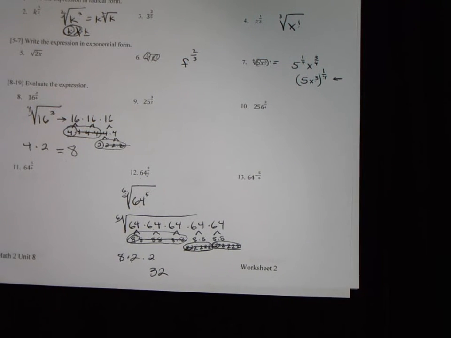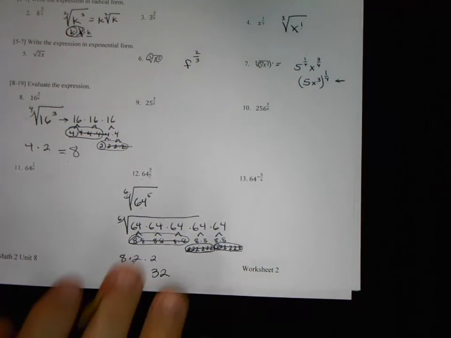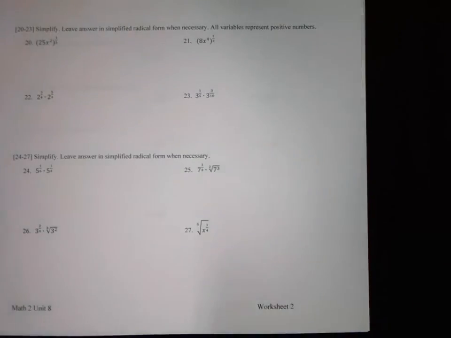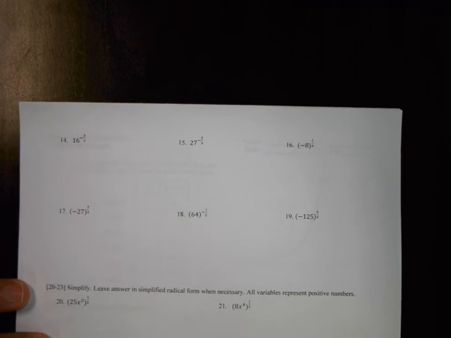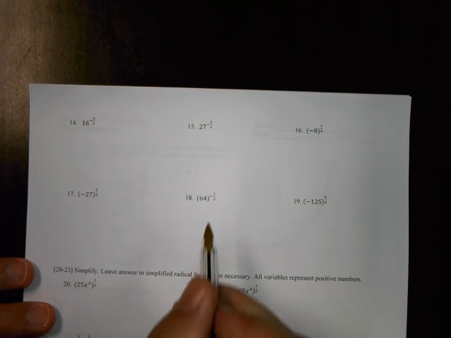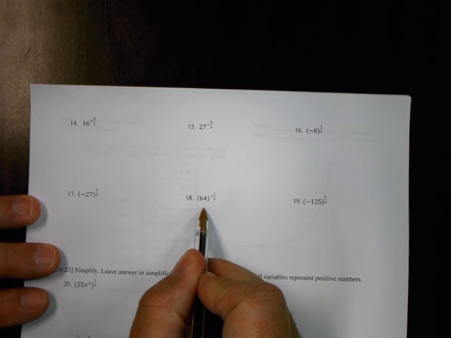All right. And let's go on to the second page and take a look at a couple of those real quick. So now up here on these 6, we have some negative exponents. Well, that's okay. Let's take a look at number 18.